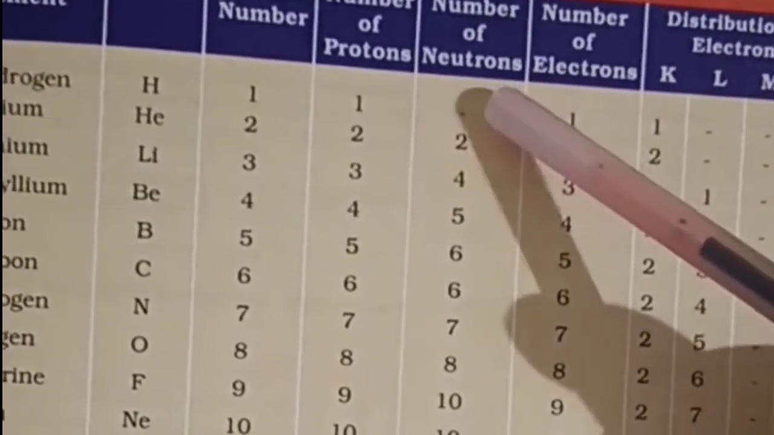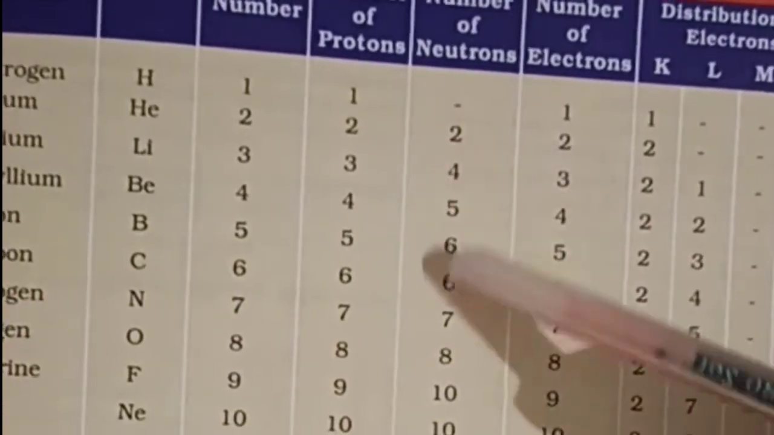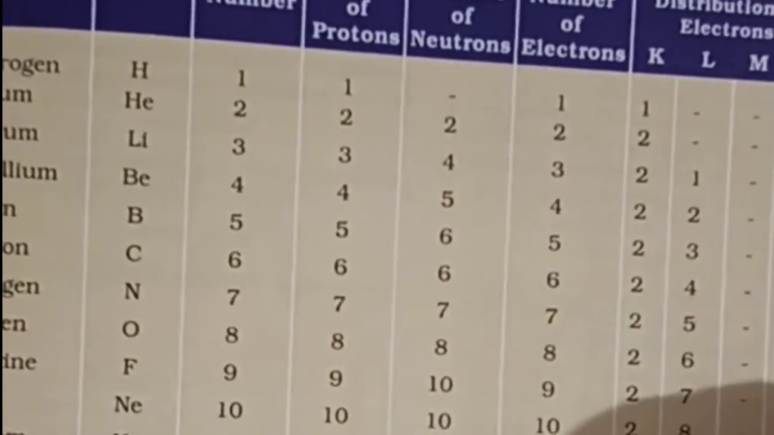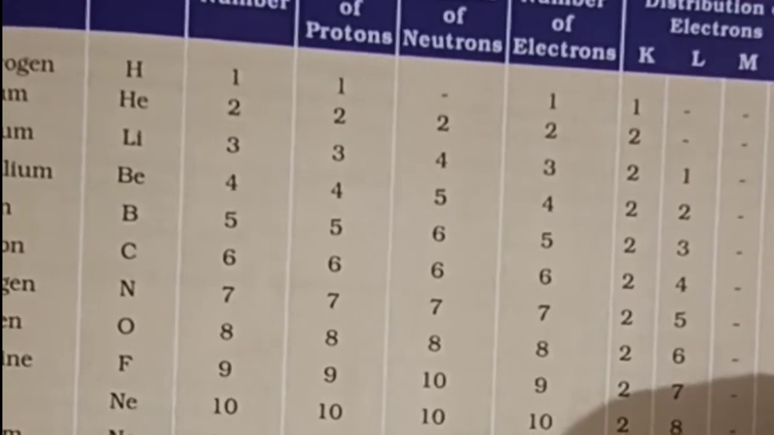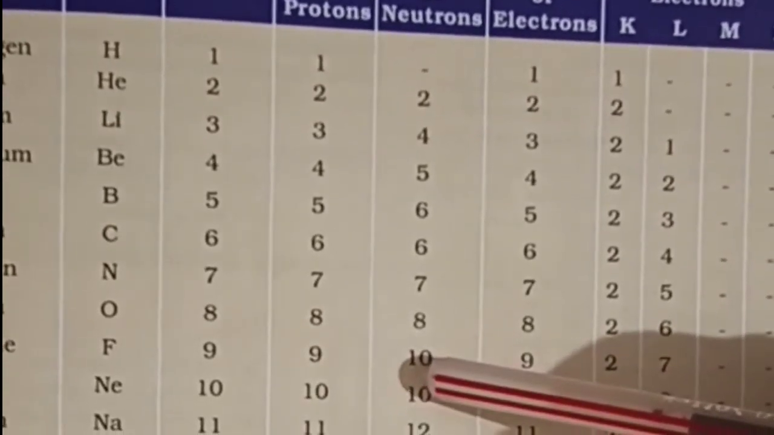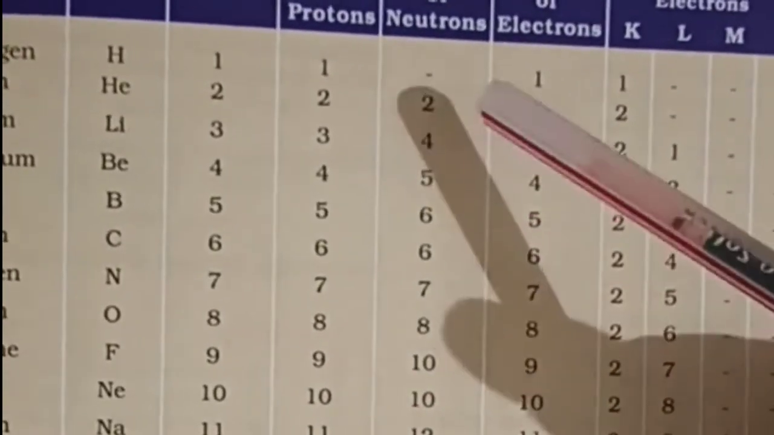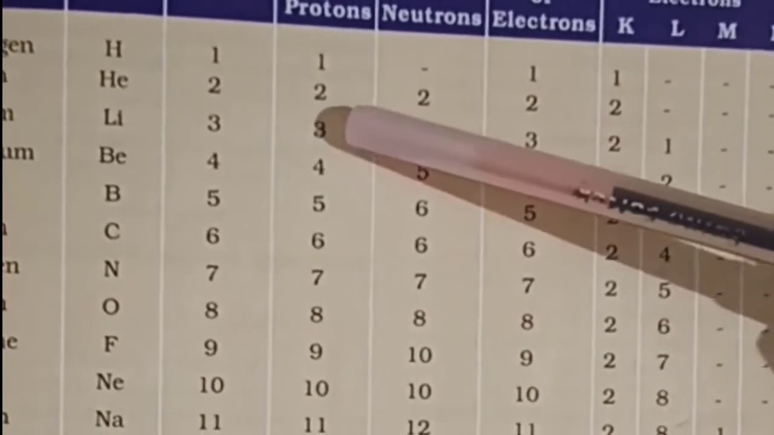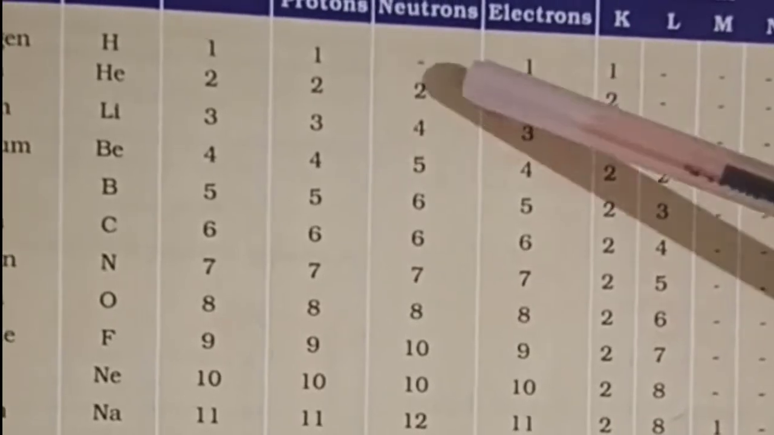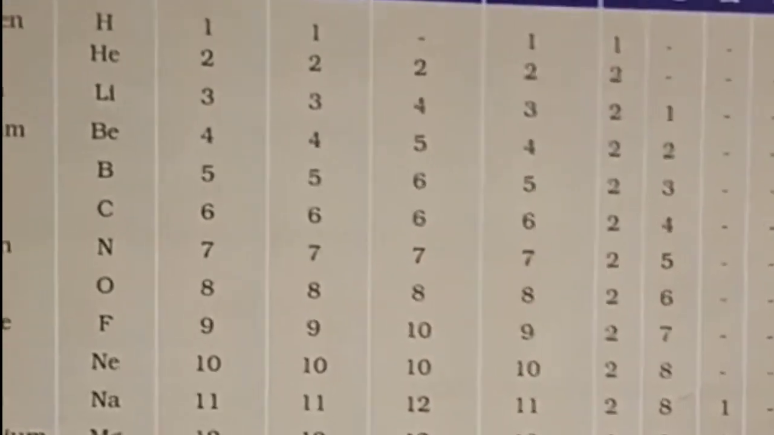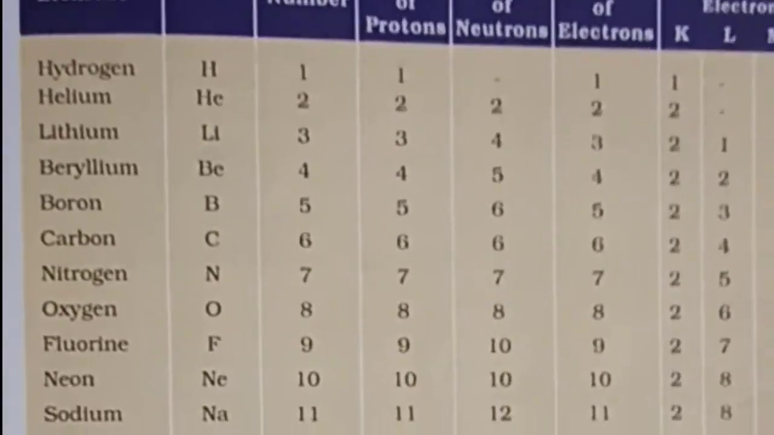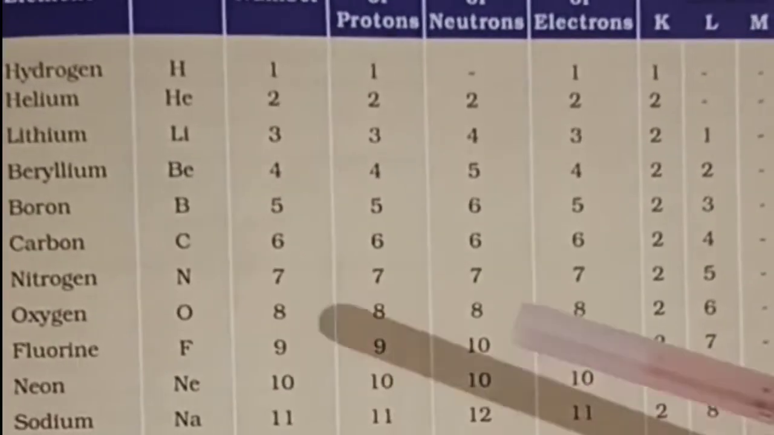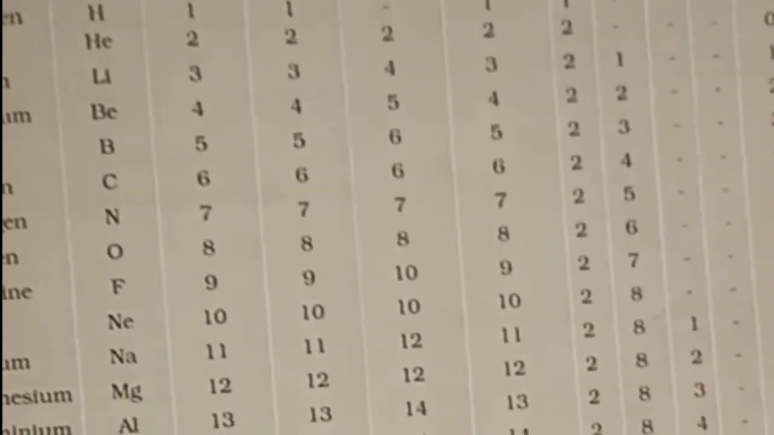Next is the number of neutrons. The number of neutrons depends upon the mass number, because mass number means number of neutrons plus number of protons. So whatever the mass number is, if we subtract the number of protons from it, we get the number of neutrons. Mass number in class 9 you need not learn, but you will learn all that I have told.